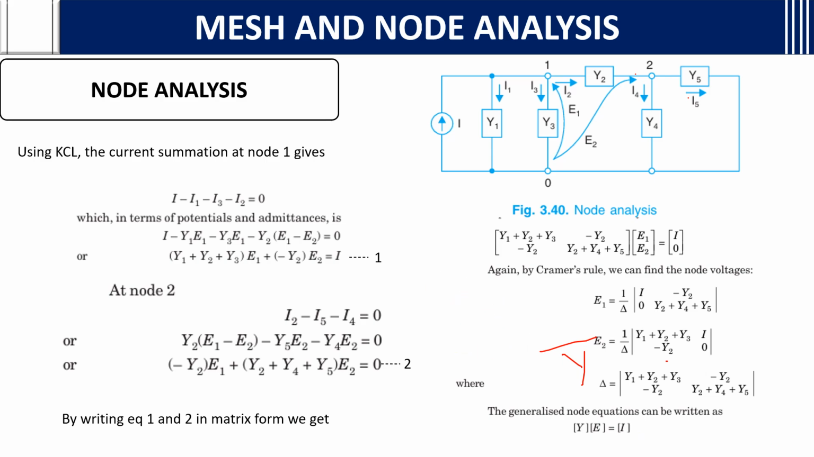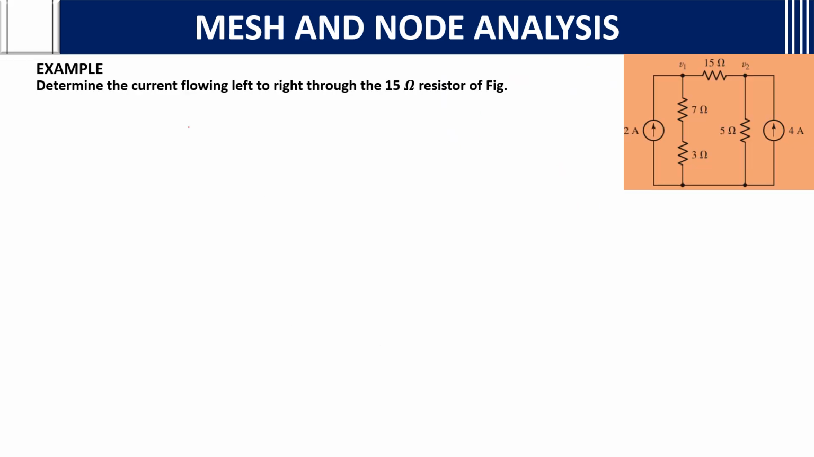Using Cramer's rule also you can solve, in the same way as we have done in mesh analysis. You can also use a calculator. We will see some examples so that it will be more clear for you. We will see a question here. Determine the current flowing left to right through the 15 ohm resistor. The current flowing through the 15 ohm resistor we need to find. How we can find it, we will see.